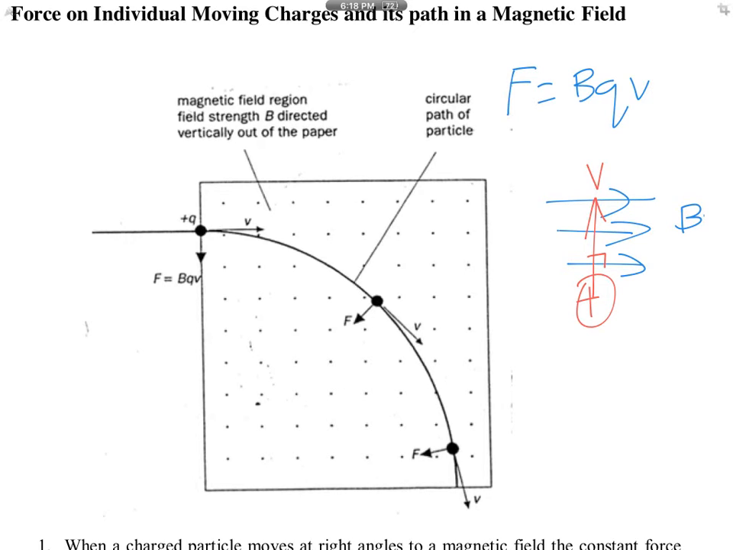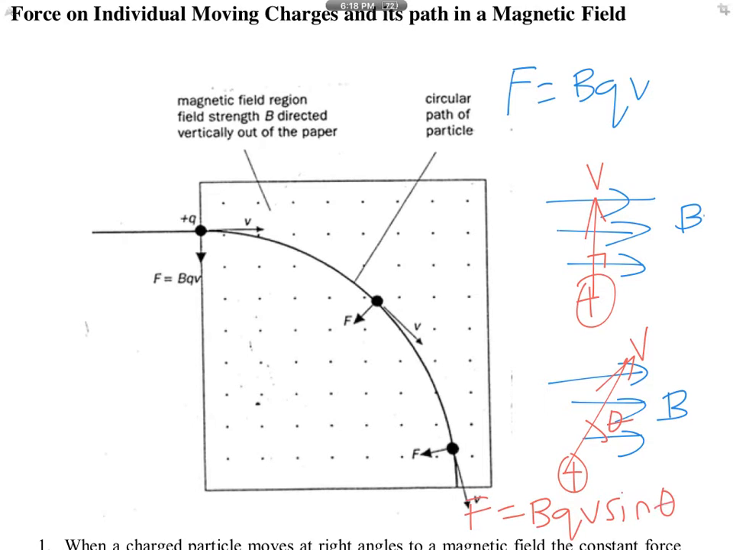Now, if the charge enters at an angle to the field, so let's say this is the B, and the charge enters at an angle theta with speed V to the field, then your force will be F equals BQV sine theta. That means you must find the component of the speed which is perpendicular to the field. Then you get maximum force.